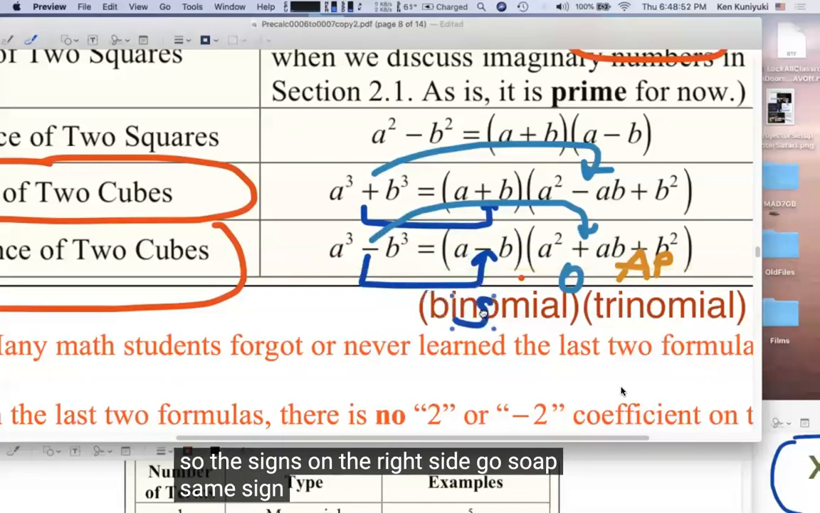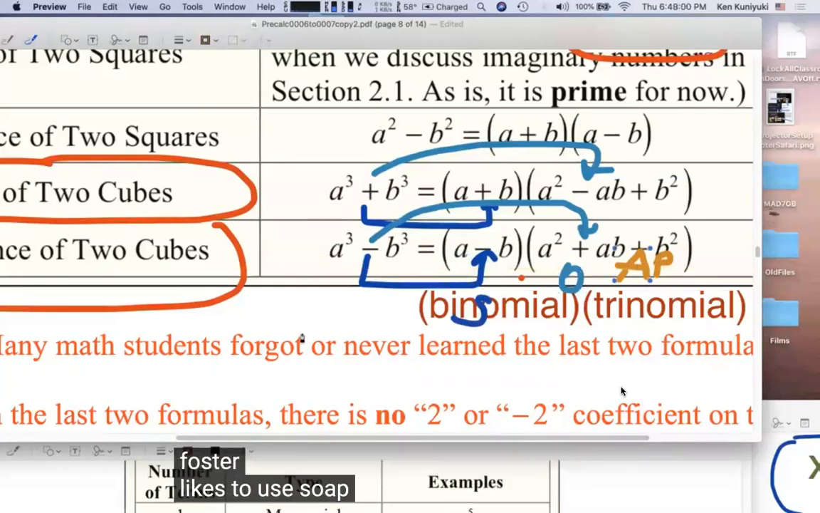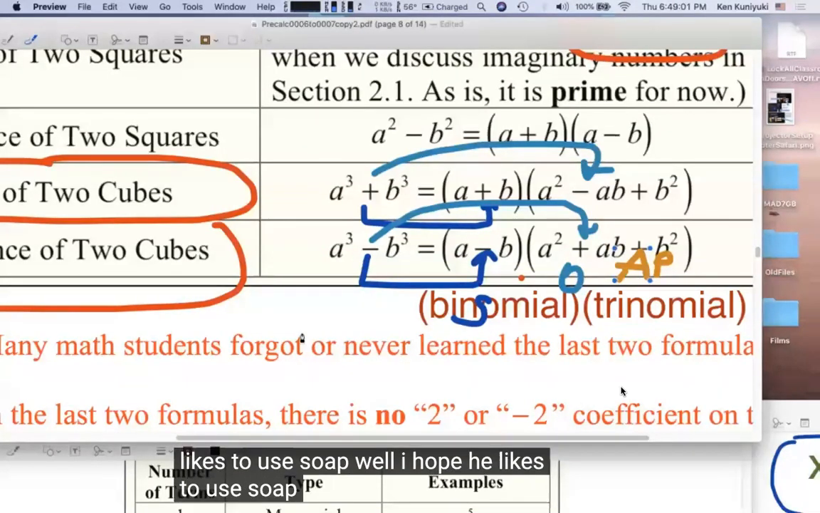Same sign, opposite sign, always plus. SOAP. My colleague Larry Foster likes to use SOAP. Well, I hope he likes to use SOAP. He's a clean guy, right?